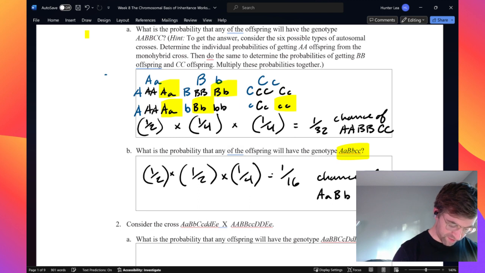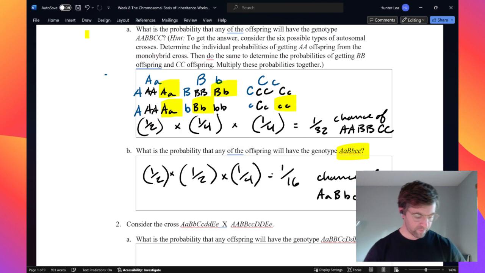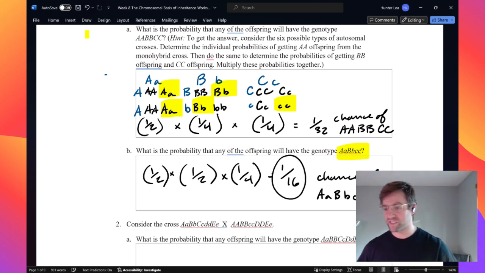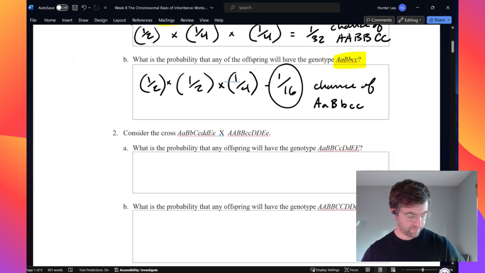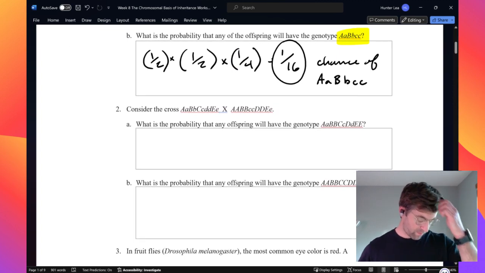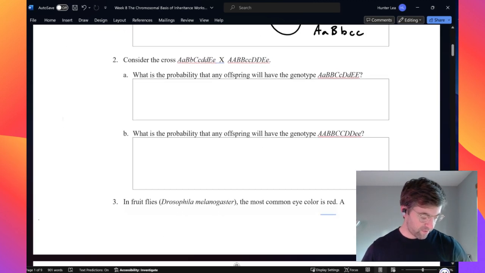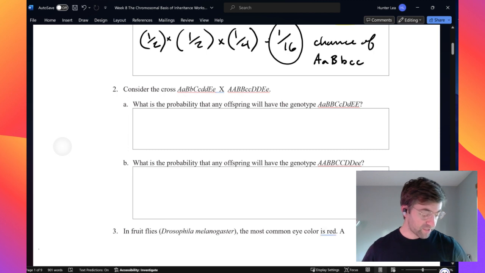Make it a little bit clearer that that's a small c. Okay, so a 1 in 16 chance. Continuing on. Same cross. Oh, different cross.